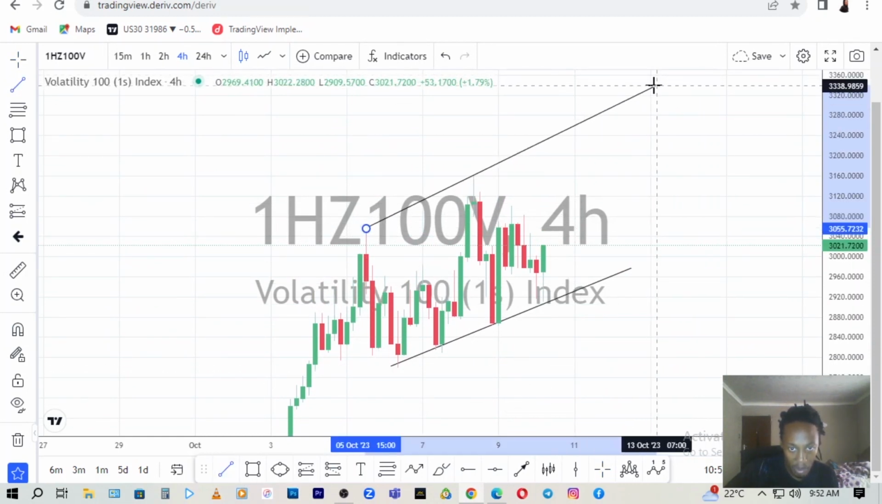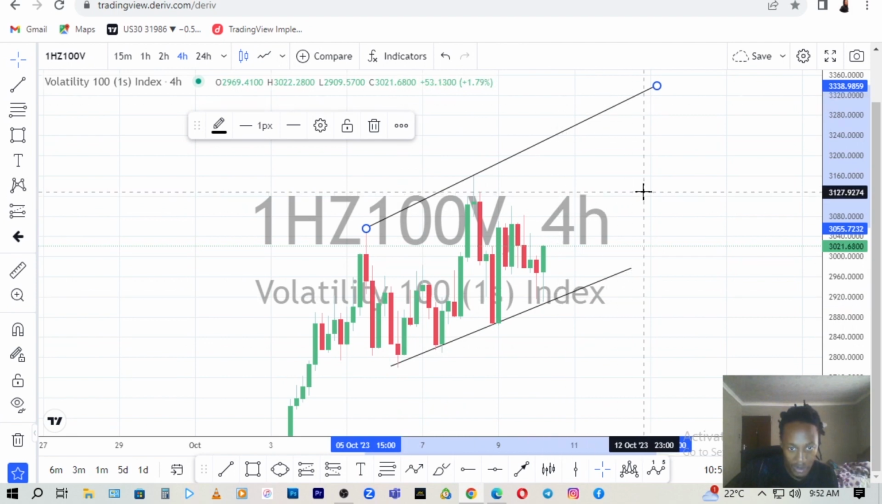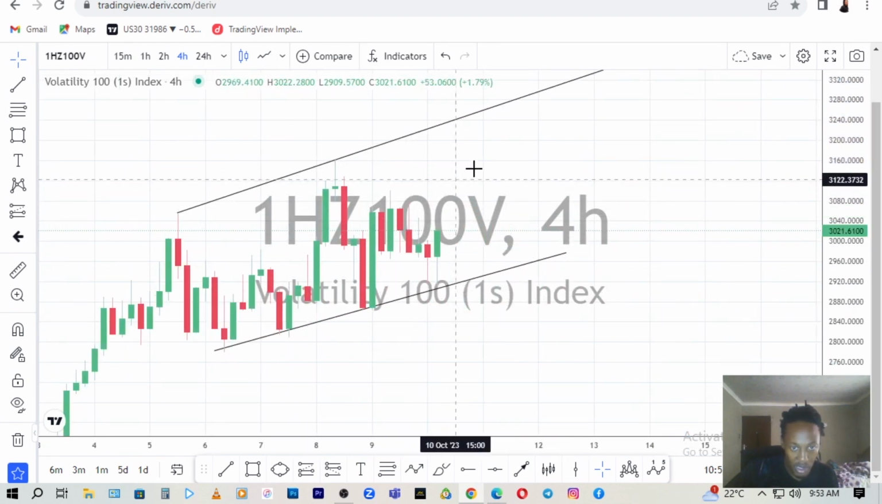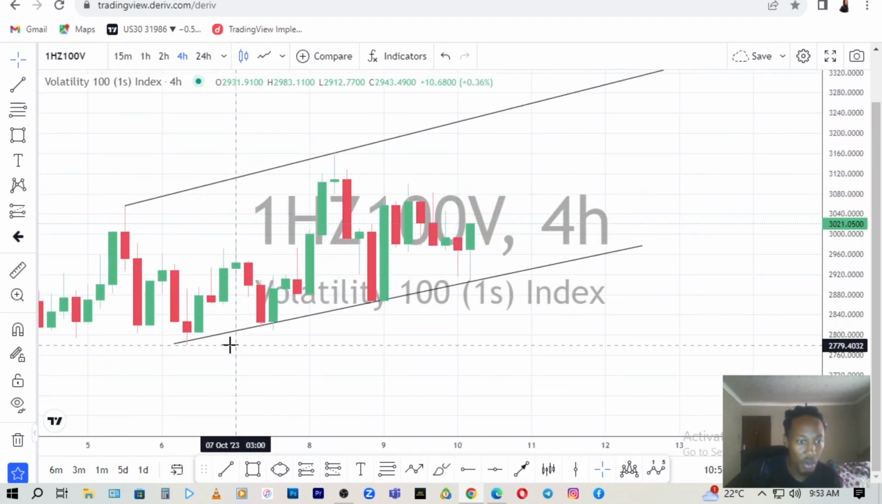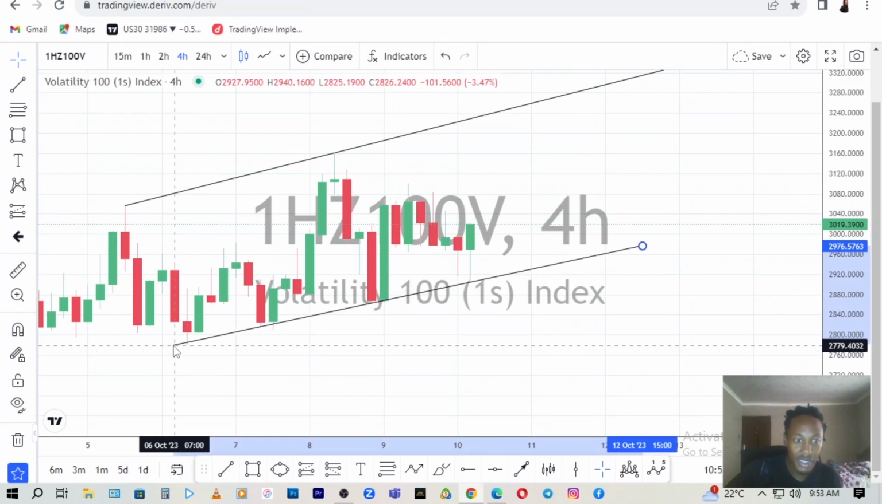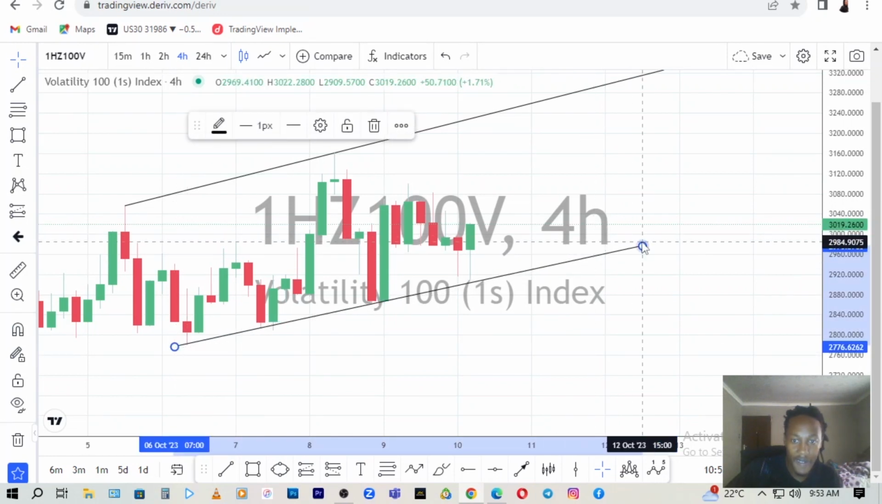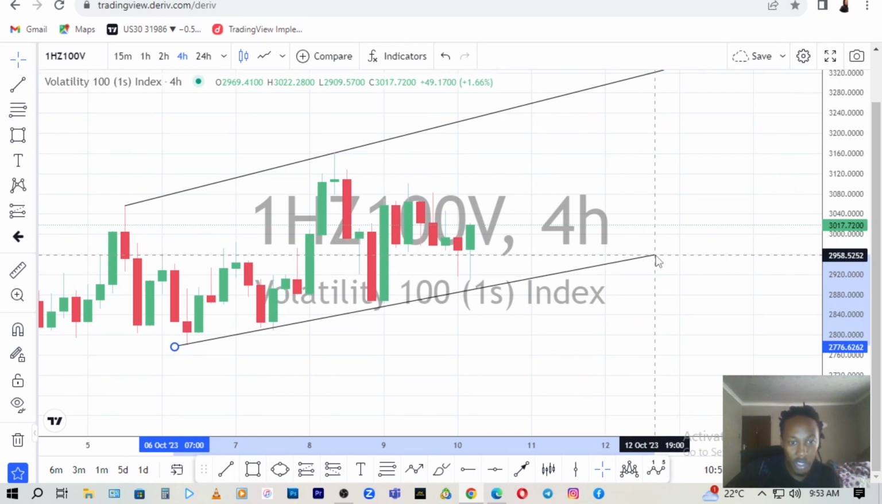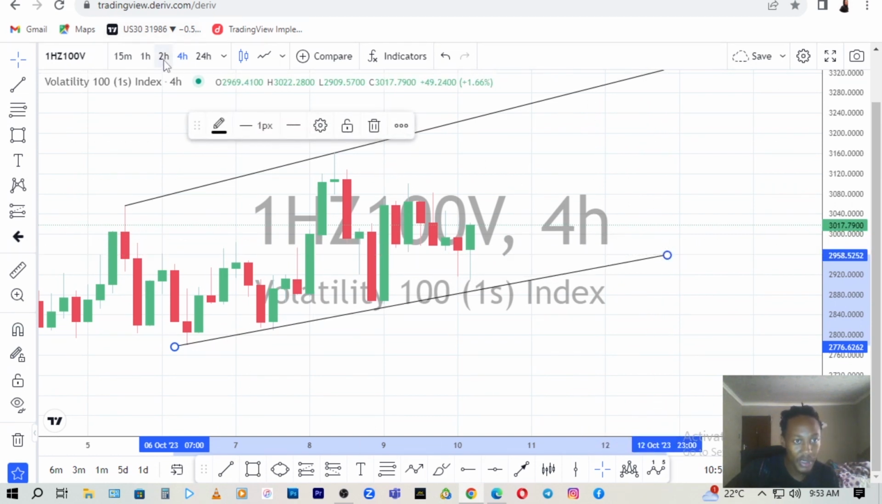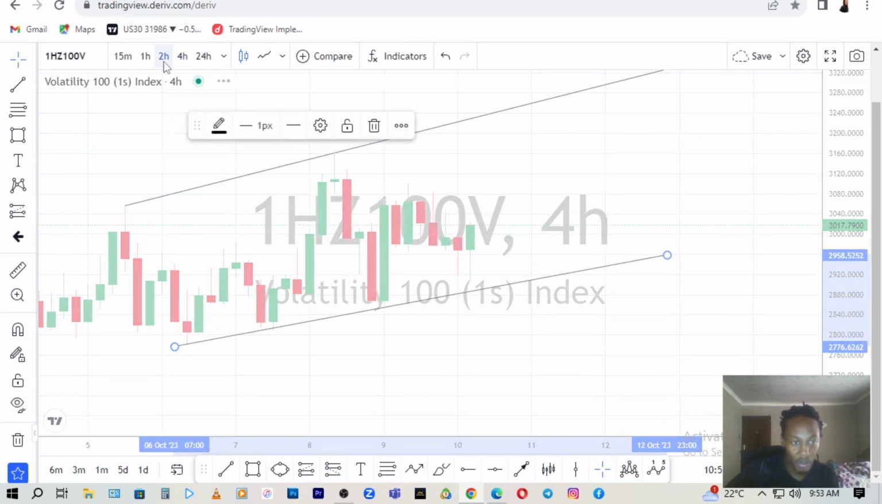between these two lines. So you can see that it's very tricky to trade such a market. So I would stay away for now, but let's see what we can get out of the smaller time frames just for scalping.